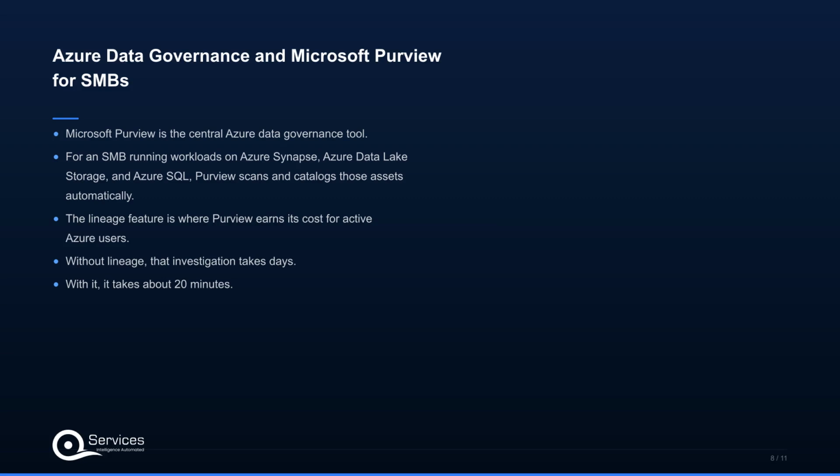Next up, moving on to Azure Data Governance and Microsoft Purview for SMBs. Microsoft Purview is the central Azure data governance tool. It covers 3 areas: data catalog, data classification, and data lineage. For an SMB running workloads on Azure Synapse, Azure Data Lake Storage, and Azure SQL, Purview scans and catalogs those assets automatically. It identifies sensitive data patterns, credit card numbers, health record identifiers, national IDs, and applies classification labels without requiring manual tagging for every field.